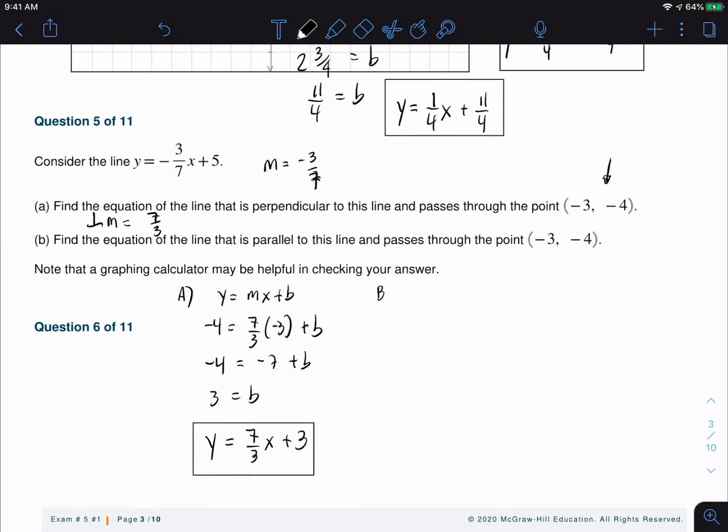So for part B, they're asking for a parallel slope. And since they're asking for a parallel slope, what we need to have is exactly the same slope as the original. So the parallel slope is going to be that negative 3 over 7. Okay? So y equals mx plus b. And again, they're using the same point. So I'm going to have negative 4 is equal to a negative 3 over 7 times a negative 3 plus my b. Unfortunately, this one's not going to work out as pretty as the previous one. So I'm going to have negative 4 is equal to 9 over 7 plus b.